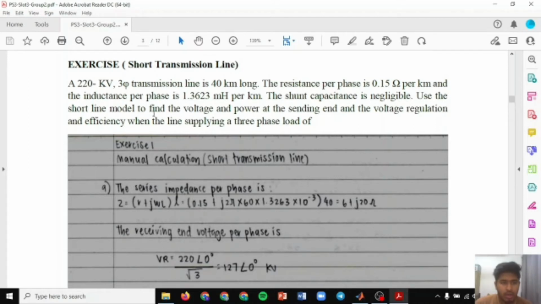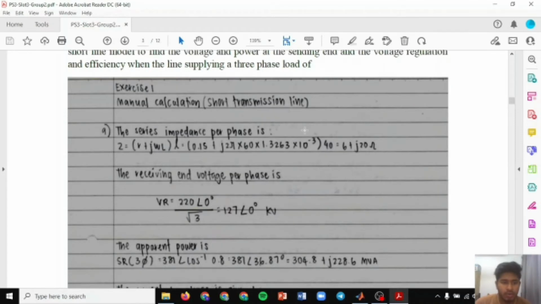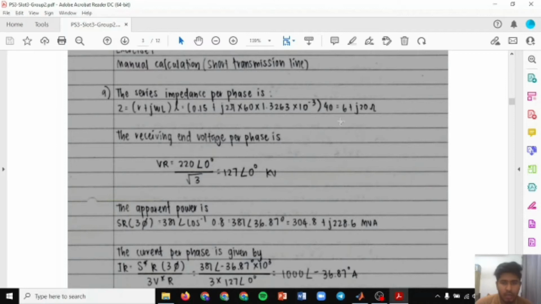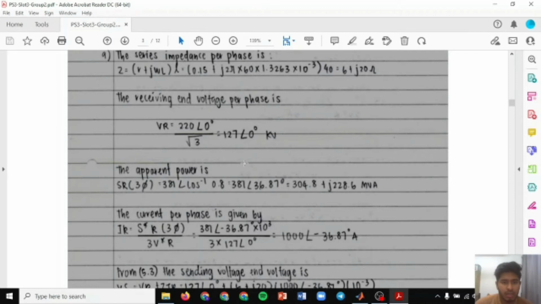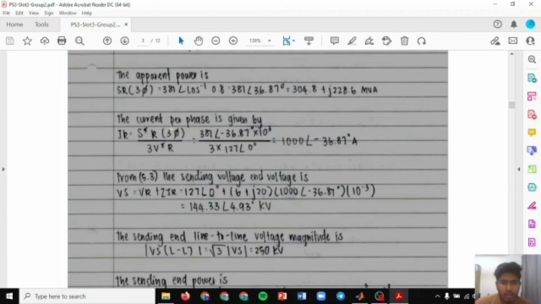Use the short line model to find the voltage and power at the sending end, and the voltage regulation and efficiency, when the line is supplying a 3-phase load. Moving on to the manual calculation, we first find the series impedance per phase using this formula. The receiving end voltage per phase is 127 ∠0 degree kilovolt. The apparent power we can find using this formula.